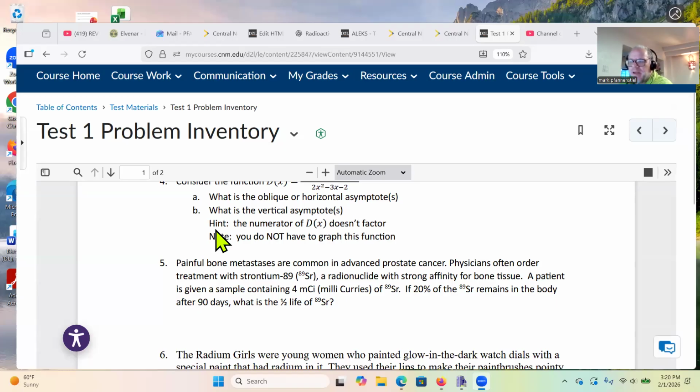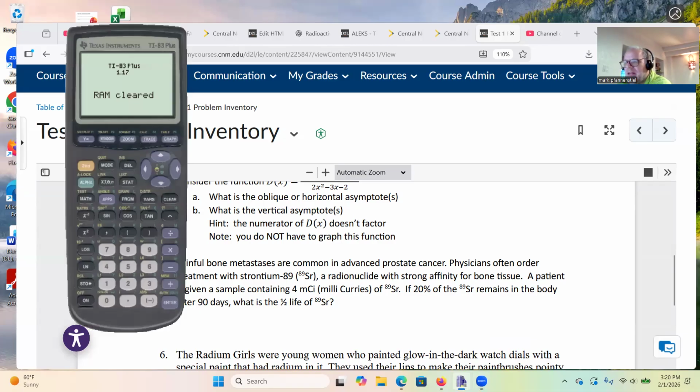Right, welcome back to pre-calculus. We're going to go ahead and look at problem number 5 here. This is a word problem with exponential decay. I've got my calculator, but it's a fancier calculator than what you're allowed to use, but I'm not going to use anything on it that you're not allowed to have.